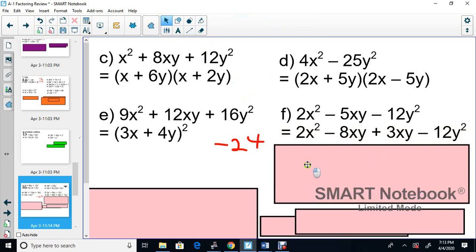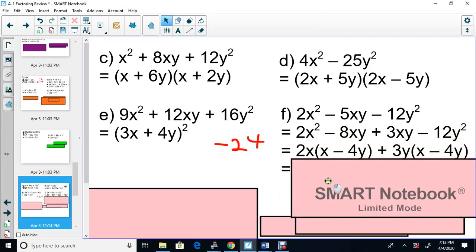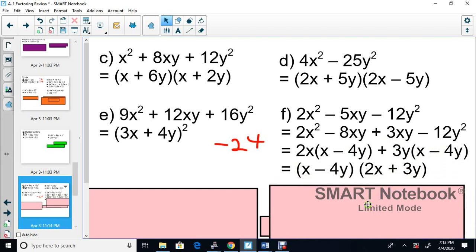You've got to take a 2x out of the first one. So look, out of the first one, you take a 2x. Out of the second one, you take a 3y. And these become the same. So this one's a little harder. So here you take a 3y out, not just a 3. And then that becomes the same as that. And finally, you put the x minus 4y first and the 2x plus 3y second.